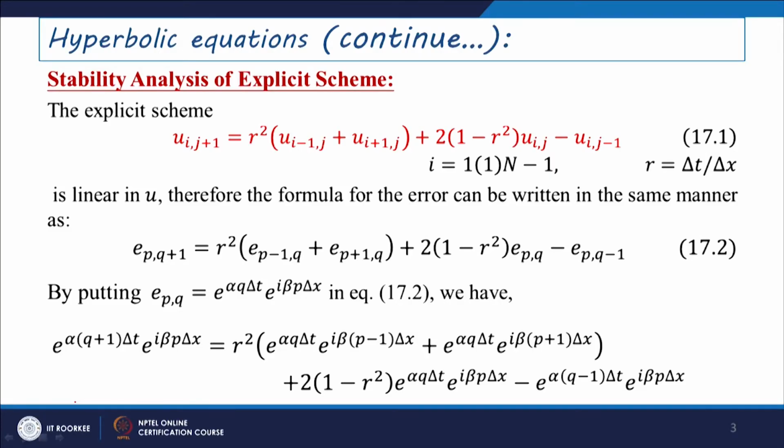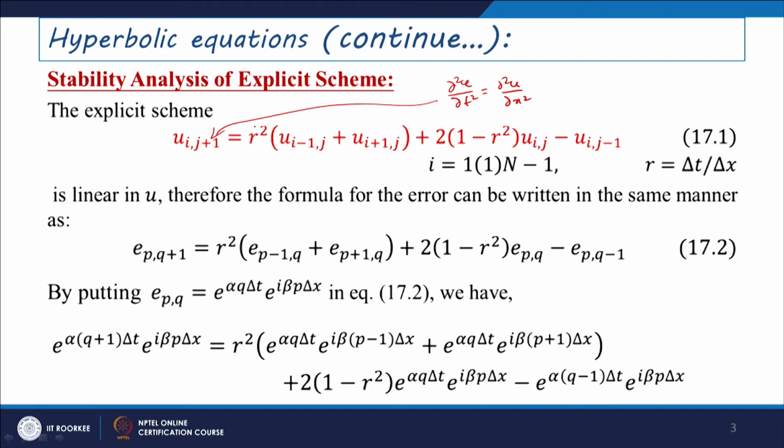So, if we go for the stability analysis based on the explicit scheme for the hyperbolic equation, where the hyperbolic equation is del square u by del t square equals del square u by del x square, with two initial conditions and two boundary conditions prescribed, then the discretization equation at the j plus 1th level is written in the form u i j plus 1 equals r square into u i minus 1 j plus u i plus 1 j, plus 2 into 1 minus r square u i j, minus u i j minus 1.